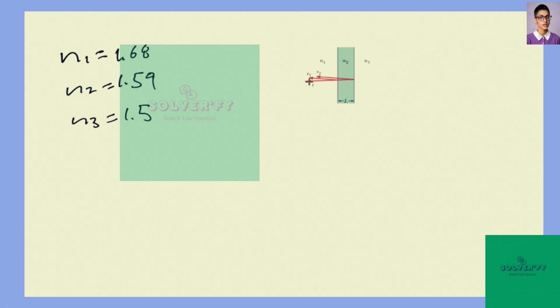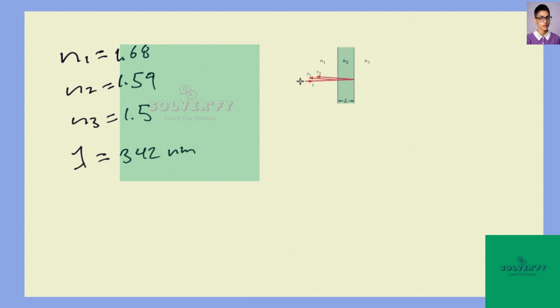We're going to shine light with a wavelength of 342 nanometers. Now they don't actually specify, but I'm interpreting this wavelength as the vacuum wavelength. So the vacuum wavelength is 342 nanometers.